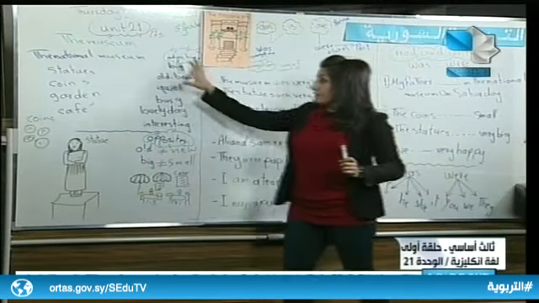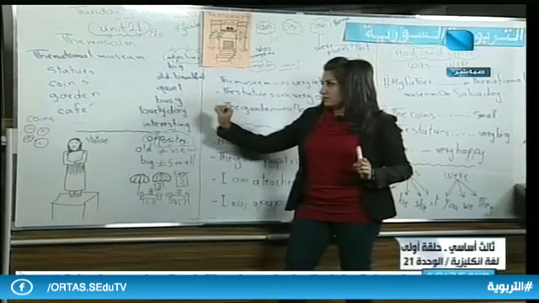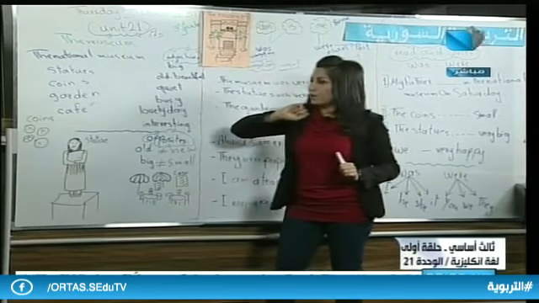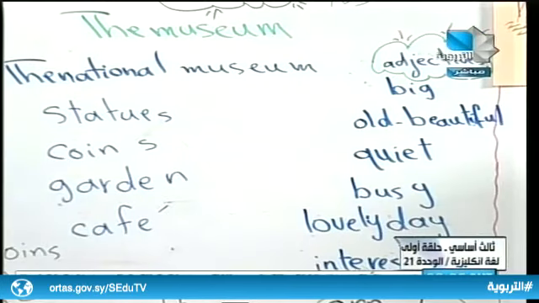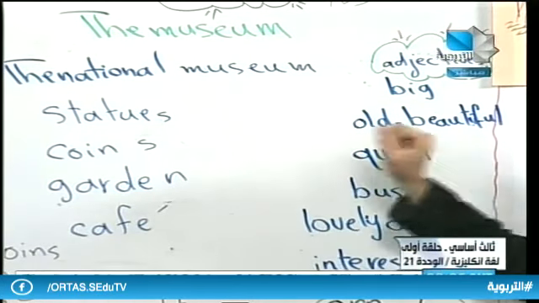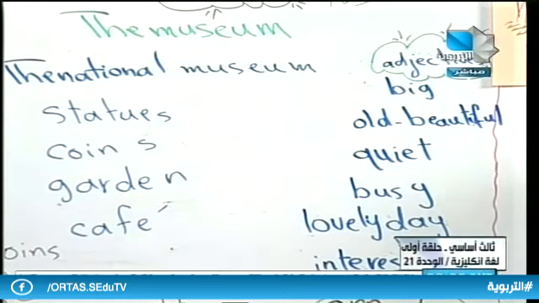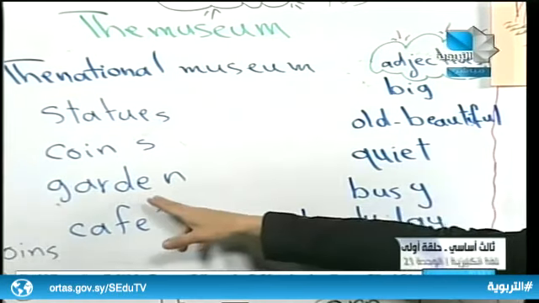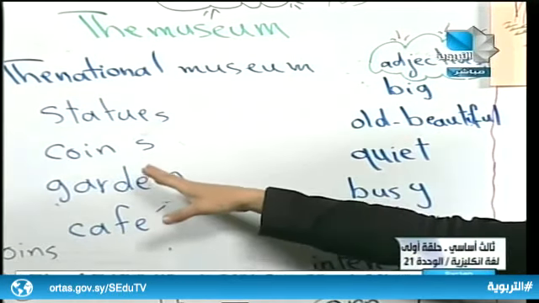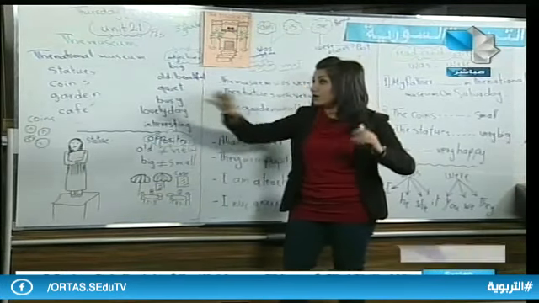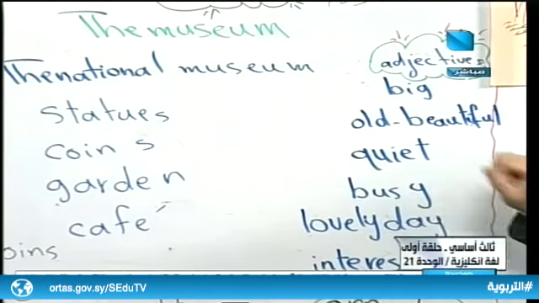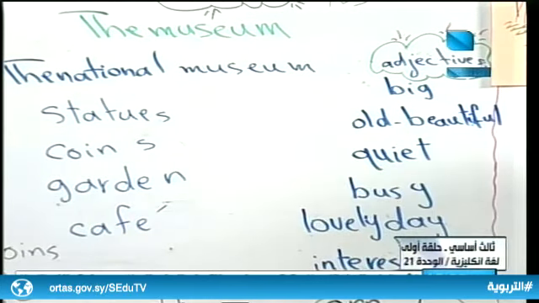Okay, these are adjectives, and these are the new words of our lesson. Statues were very big. Coins were old and beautiful. When we say the museum gardens, it means plural, we can say weren't or were very quiet.